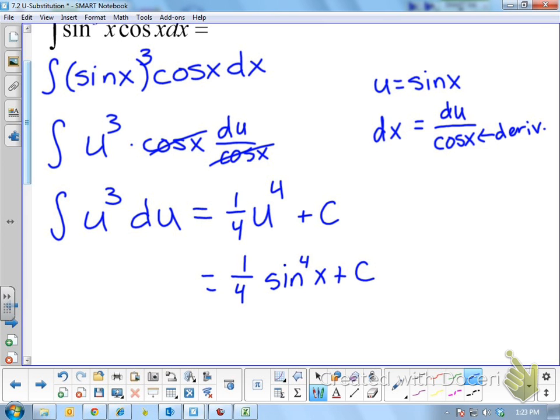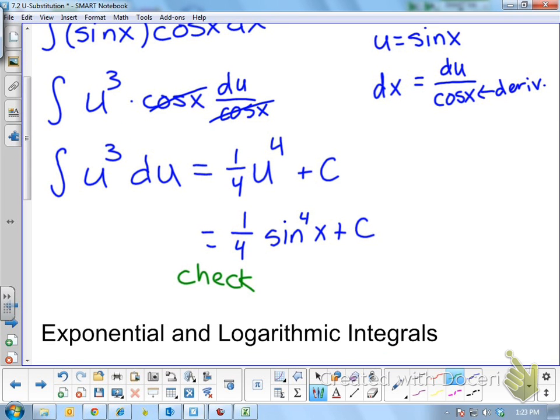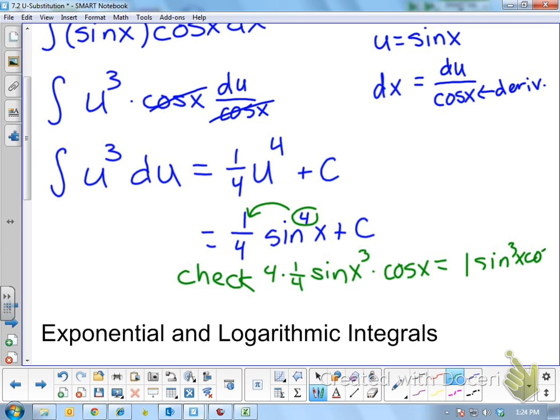And if you're ever unsure if you did this correctly or not, I could always check it by taking the derivative. I can always check this by saying derivative of the outside, so bring 4 times 1/4, evaluated at the inside, times the derivative of the inside, and then derivative of a constant would be 0. So we just get 1 sine cubed x cosine x, which is what we started with originally. So you can always differentiate to make sure you're doing this correctly.